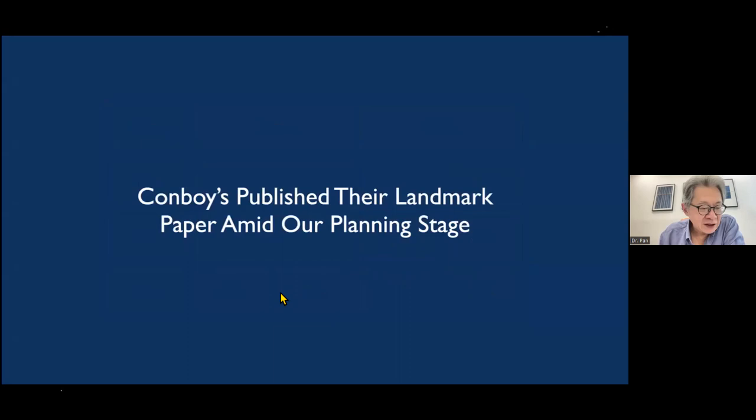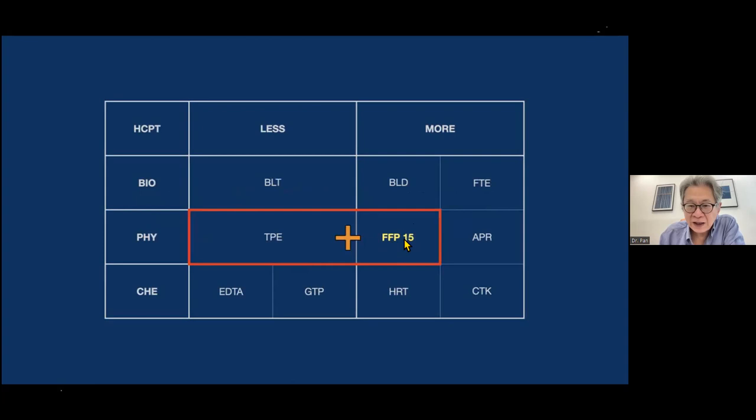At that time, Conboy published their landmark paper about the aging substance. So it's not really too hard for us to incorporate the concept of TPE into our 15-year-old FFP concept. So what is that? Our first design was trying to use the TPE machine to remove the aging substance and replace it with fresh frozen plasma of the 15-year-olds. I mean, that was the ideal situation, and that was what we were planning to do, okay?